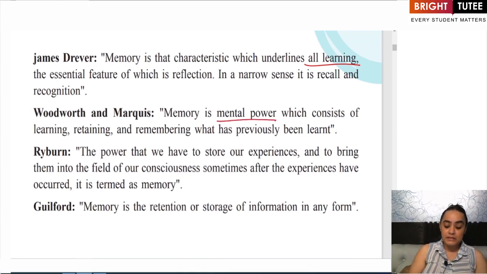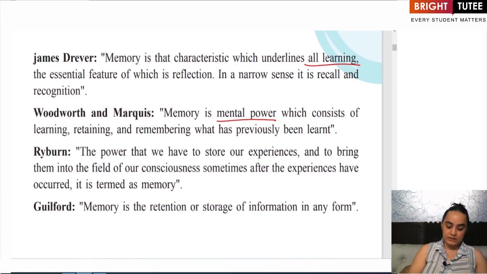According to Woodworth and Marquis, memory is a mental power which consists of learning. So, memory means you are able to learn something. You are able to retain something in your mind, keep something in your mind, and remember that throughout.